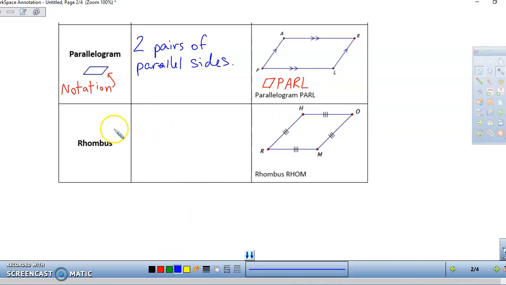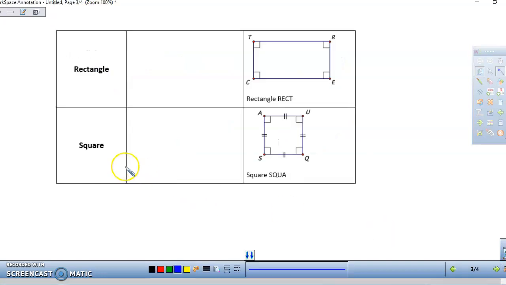Okay, next one, rhombus. So a quadrilateral with 4 congruent sides. And that's easy enough to see here in the picture. That one's pretty straightforward. Rectangle. So the actual definition is that it's a quadrilateral with 4 right angles. Okay, and then as you can see in the picture, you have your right angles marked.